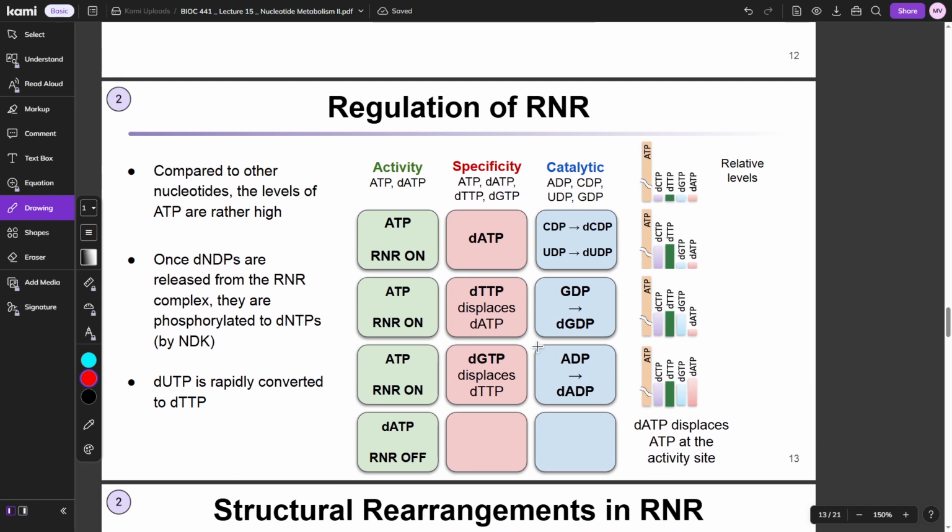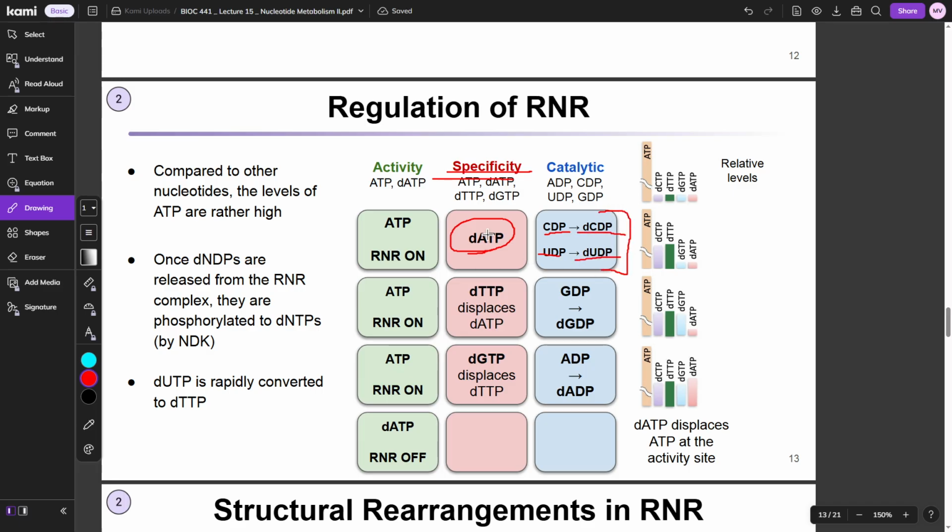And here is the regulation in its full glory. So you can see here that when you have dATP bound, RNR is just turned off, and it's bound in the activity site. So once it's bound in the activity site, nothing happens, it's not useful. However, when ATP binds, let's say ATP binds instead, that turns RNR on. Next, if we bind a dATP molecule in the specificity site, what that results in is CDP and UDP being turned into dCDP and dUDP.